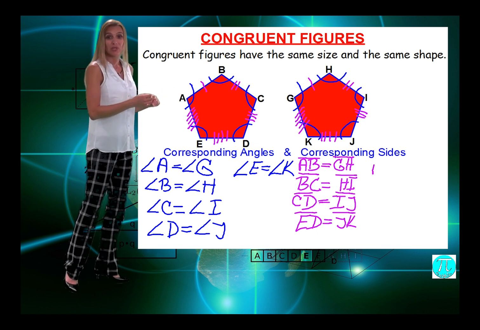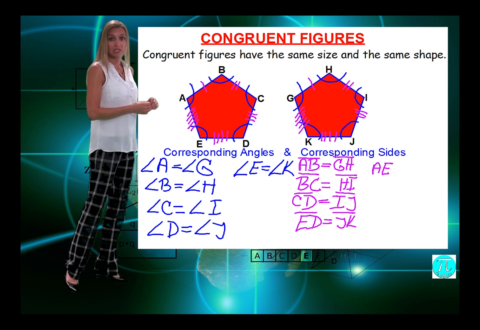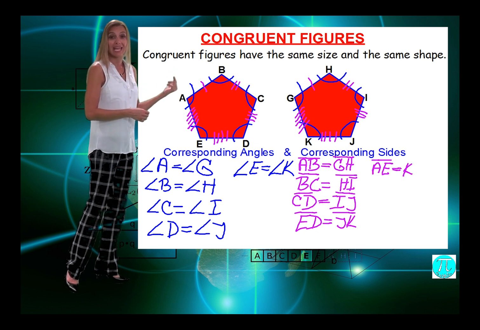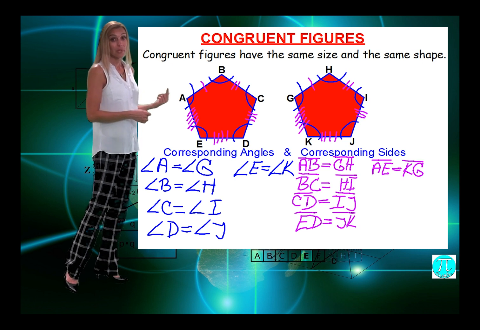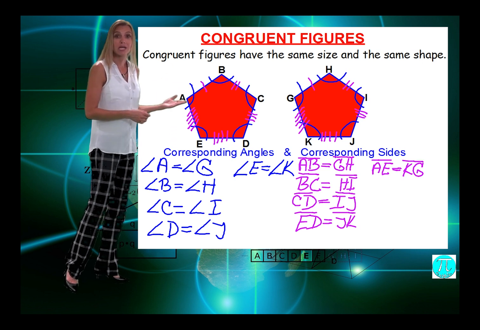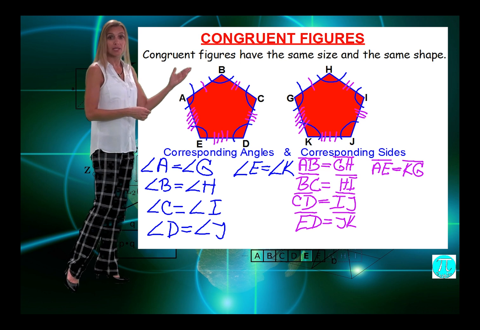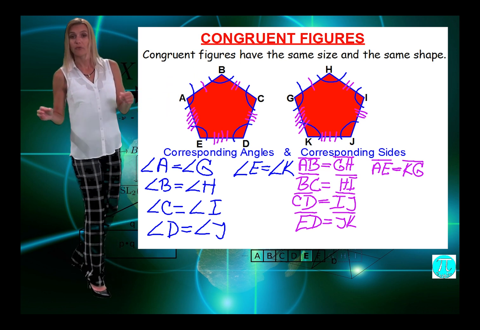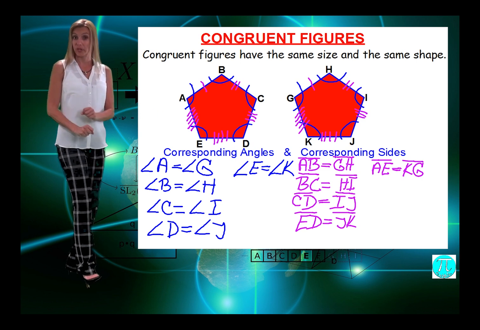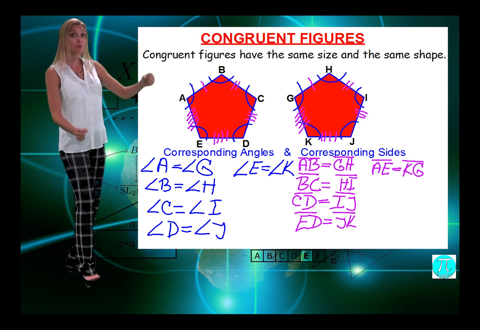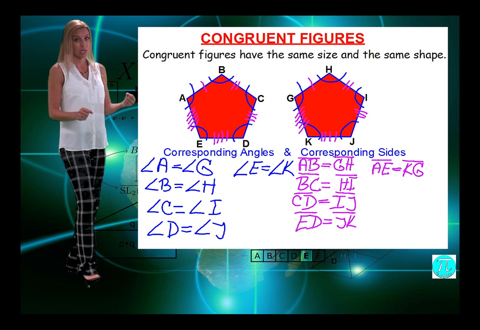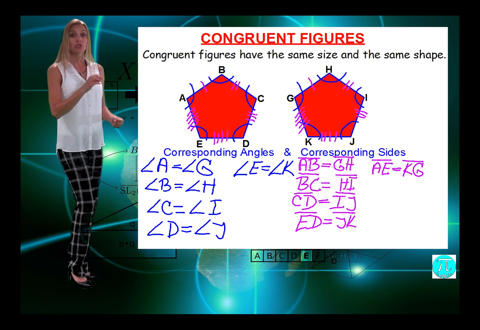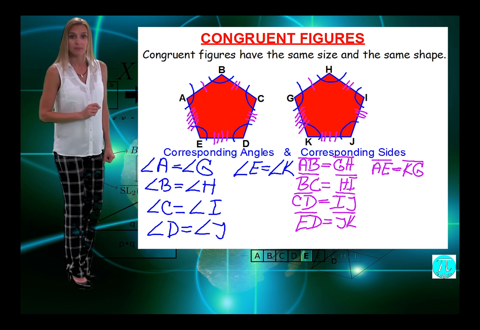And we have one more side in there, that is the E and A, or AE, that has to be congruent, the same as the side KG. If all of these are congruent, then we have congruent, identical figures. Sometimes we can rotate these figures. However, you have to be very careful. You have to be like little ninjas to find your congruent sides.